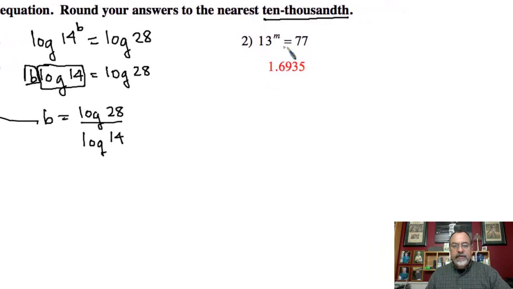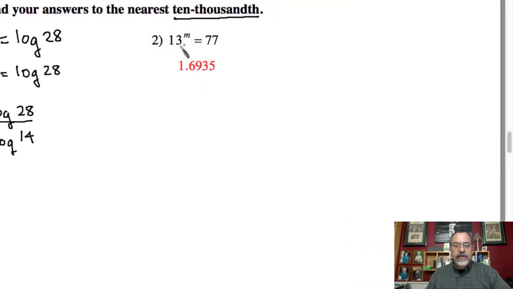Okay, all right, number 2 here then. 13 to the m is equal to 77. Again, the term that has the variable I'm solving for is already by itself, so I just undo that by taking the log of both sides.